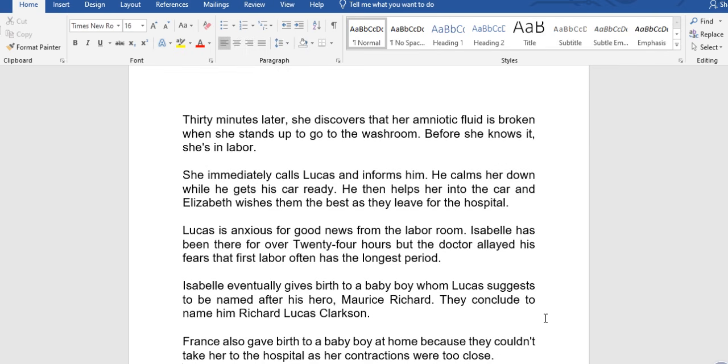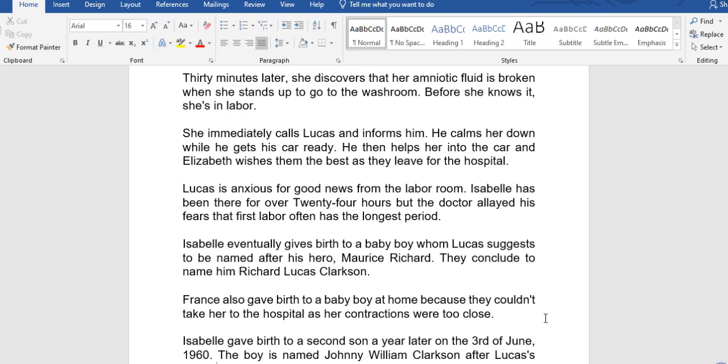Thirty minutes later, she discovers that her amniotic fluid has broken when she stands up to go to the washroom. Before she knows it, she's in labor. She immediately calls Lucas and informs him. He calms her down while he gets his car ready. He then helps her into the car and they leave for the hospital.